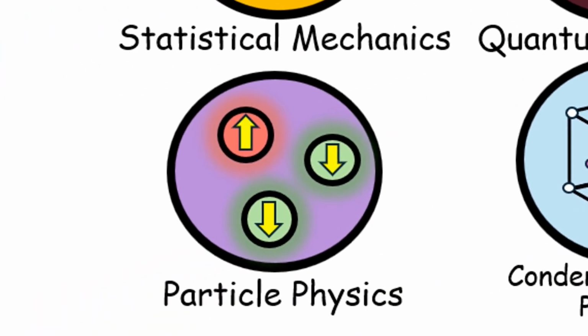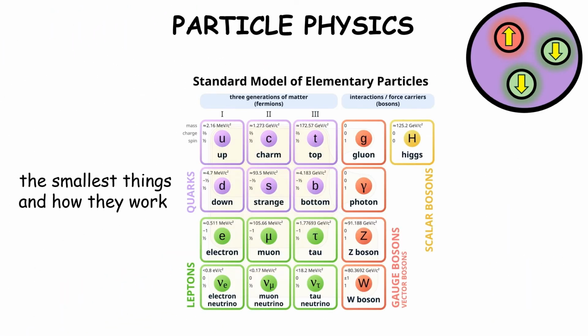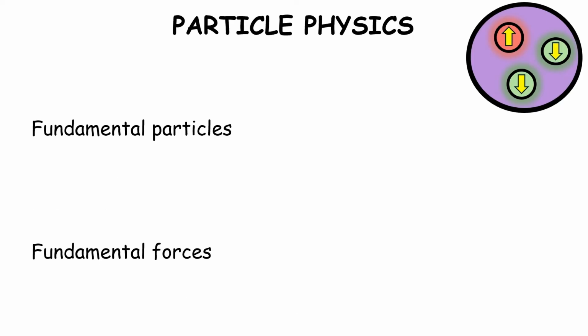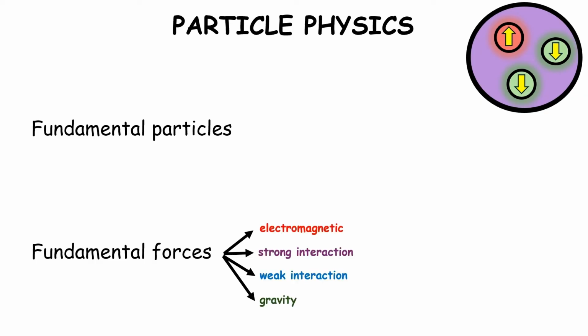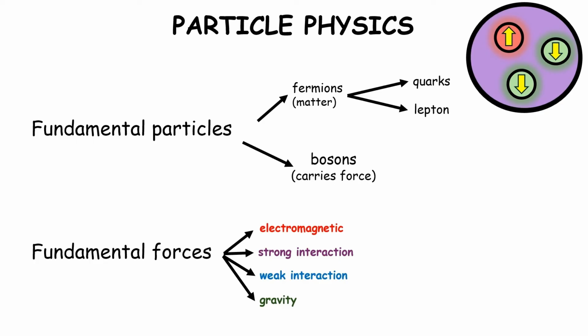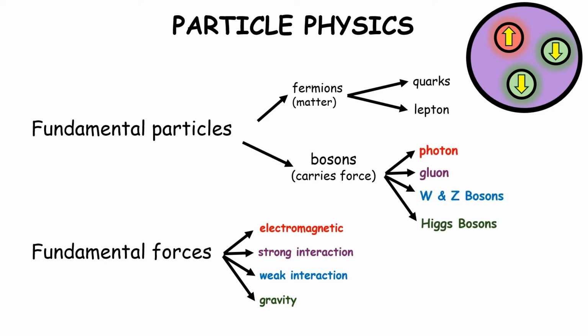Particle physics. This branch looks at the smallest things we know of, focusing on the fundamental particles and fundamental forces. The 4 fundamental forces of nature are electromagnetism, strong and weak nuclear interactions, and gravity. While the fundamental particles can either be classified as fermions, which make up ordinary matter we know and love, or bosons, which are responsible for carrying these fundamental forces. For instance, the photon is a boson that carries the electromagnetic force.